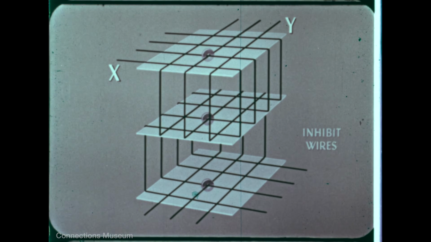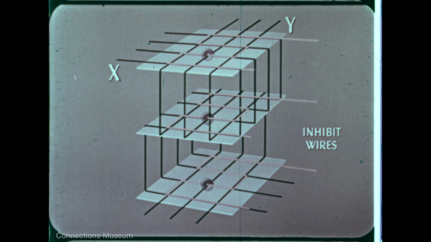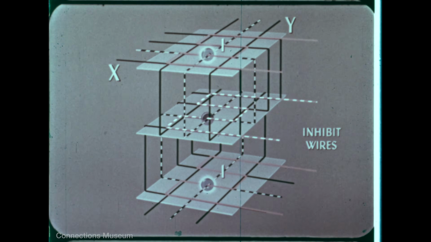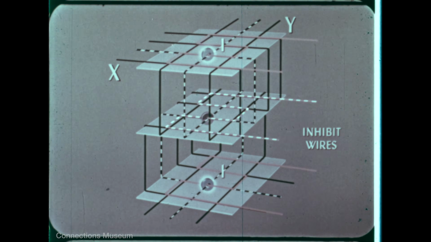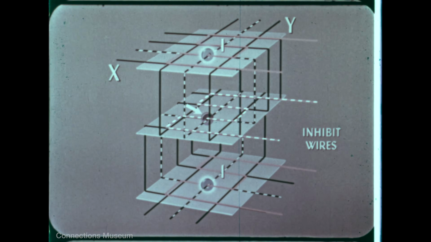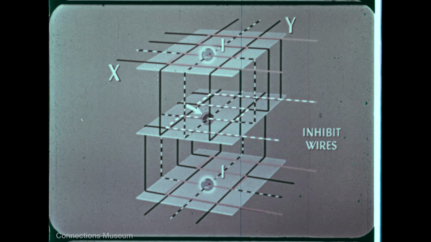For storing zeros, inhibit wires on each level are needed. A pulse sent through one of the inhibit wires in the opposite direction and at the same time as pulses in the X and Y wires will prevent a core from switching, thus storing a 0.